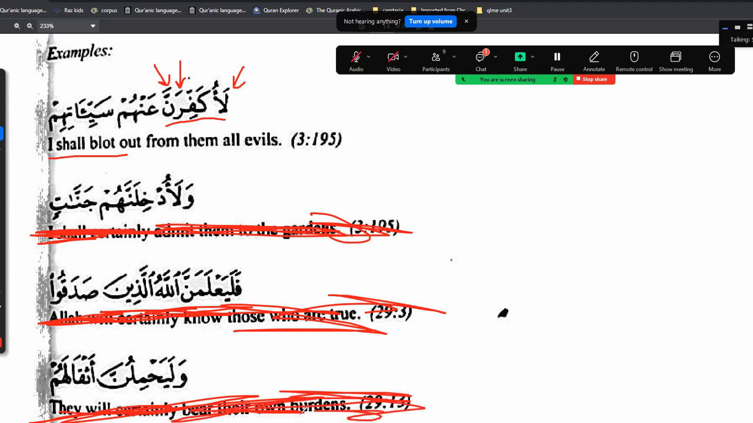MashaAllah, Tabarakallah, Ameen. Allahumma ja'alna minhum. May Allah make us among them. Right? So Allah subhanahu wa ta'ala is also telling with a lot of emphasis, I shall certainly, definitely admit them to the gardens. Right? And who are those? You have to check surah number 3, ayah number 195. Allah has given the qualities of the people of Jannah. And He's telling, surely, definitely, wa la udkhilannahum jannatin.